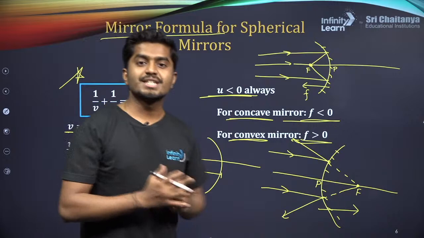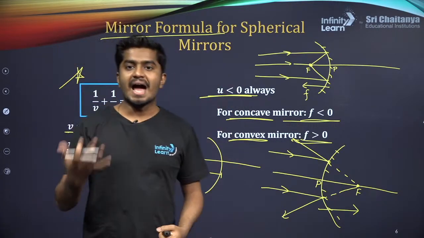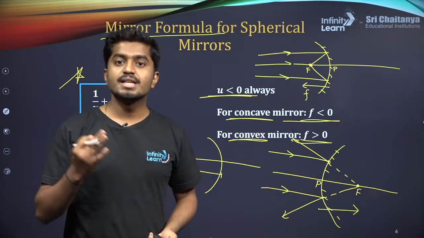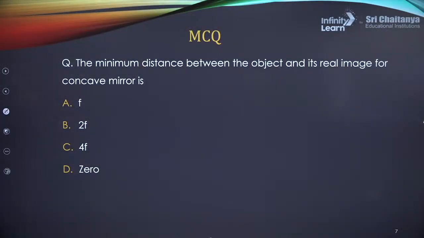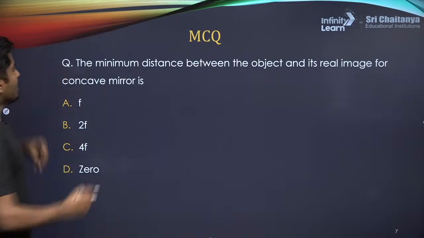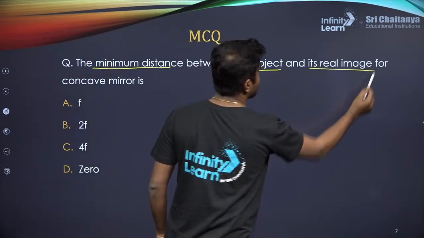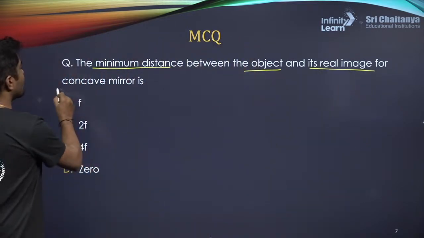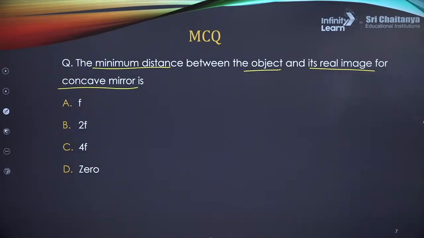So let's solve some questions based on this. So you will understand why the sign conventions and the mirror equation are so important. Alright, solve this question, everyone. Try solving. The minimum distance between object and real image for the concave mirror is? So when you have a concave mirror, what is the minimum distance?